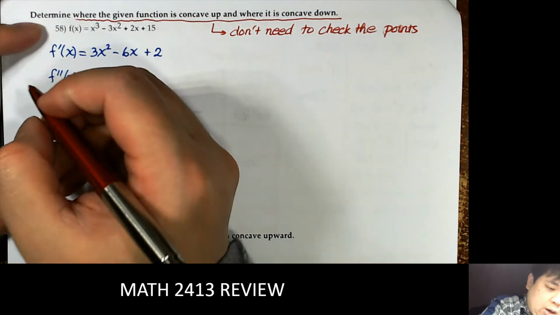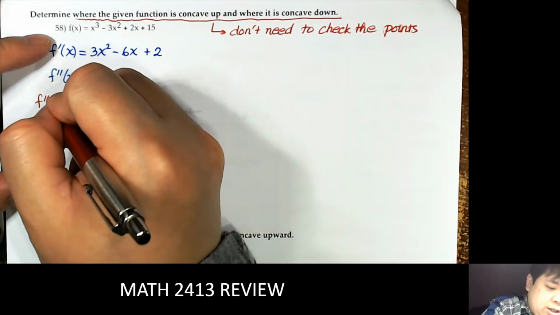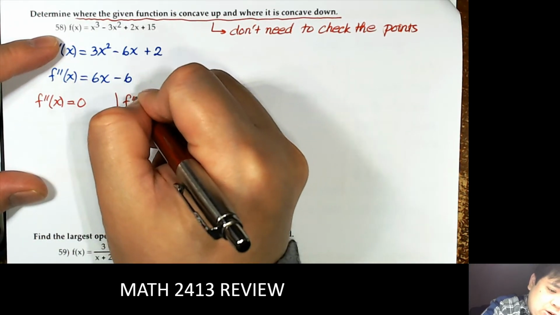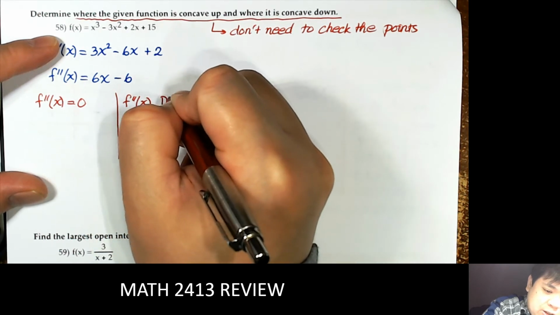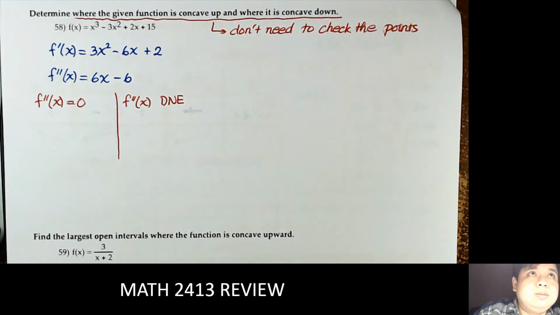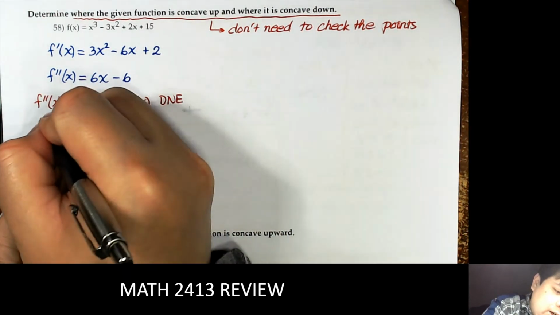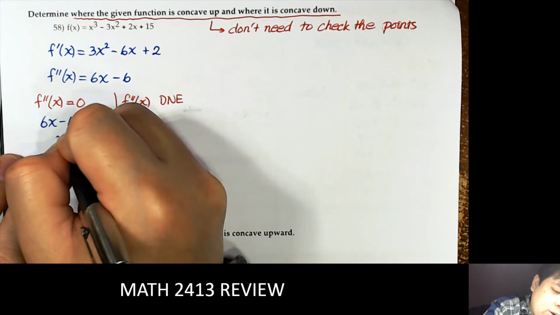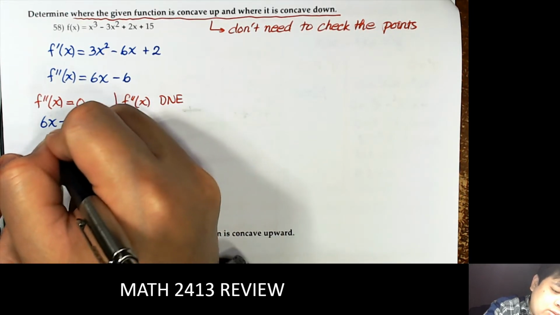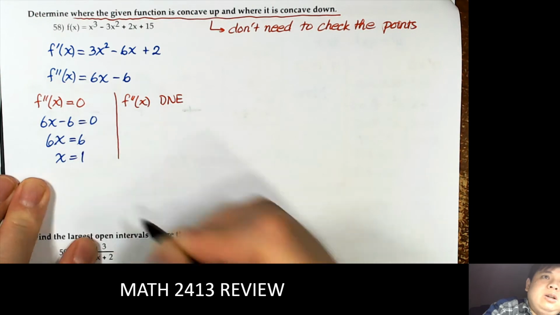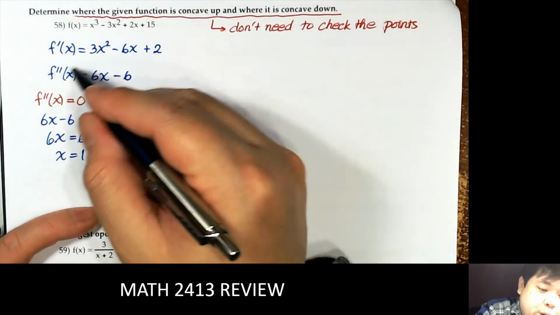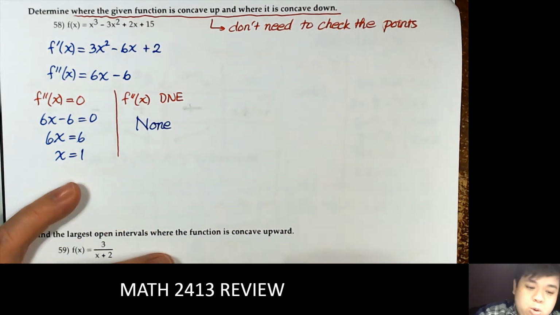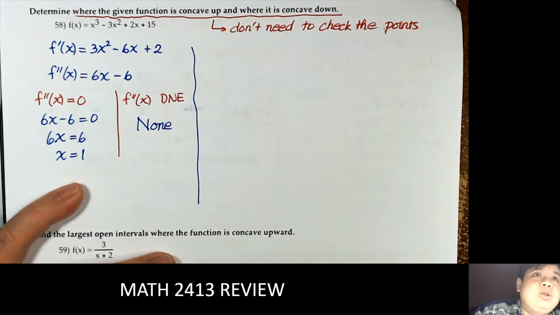Right. We need the derivative equal to 0 or derivative does not exist. 6x minus 6 equal to 0, so 6x equal to 6, or x equal to 1. Does not exist: polynomial defined everywhere, so we have none. Don't need to check the points. Just go straight to the sign chart.